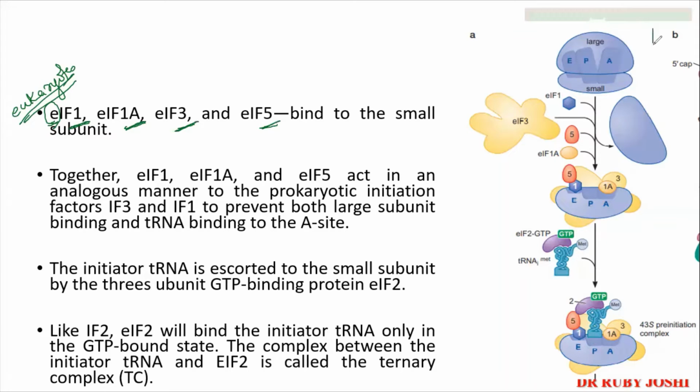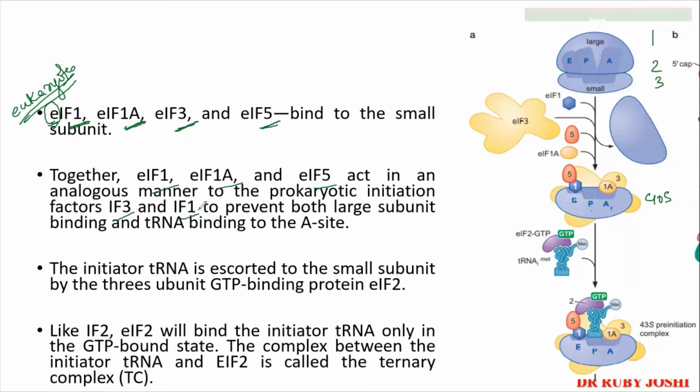Now eIF1, 1A, 3 and 5. हमने prokaryotes में क्या पढ़ा था? 1, 2 and 3, right? यहाँ पे थोड़ा सा difference आएगा. So look at the figure also. So what do we see over here? That to your smaller subunit जो आपका 40S है, ठीक है? You also have that E, P, A sections, correct? Now to this 40S subunit, you need to see how and when which proteins are binding. Okay, so together eIF1, 1A and 5, they are going to act in analogous to IF3 and IF1.